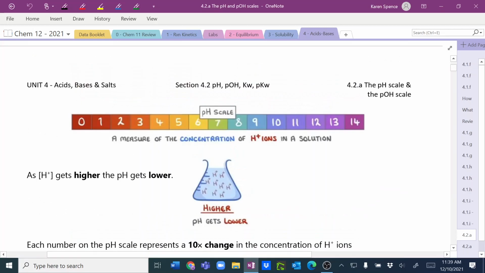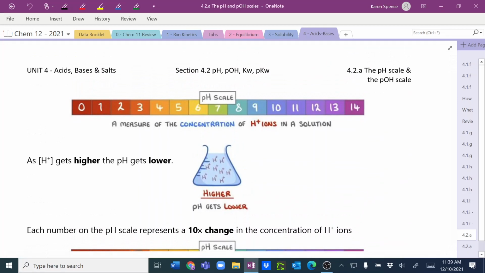The pH scale. Are you guys familiar with the pH scale? Did you ever learn it? Yes? Okay, good. Sort of. The pH scale is a measure of the concentration of hydrogen ions. That's where the H in pH comes from. There's something a little bit weird about it: as the concentration of hydrogen gets higher, the pH actually gets lower.